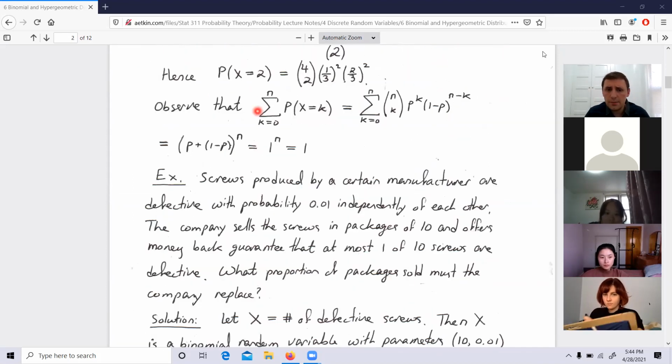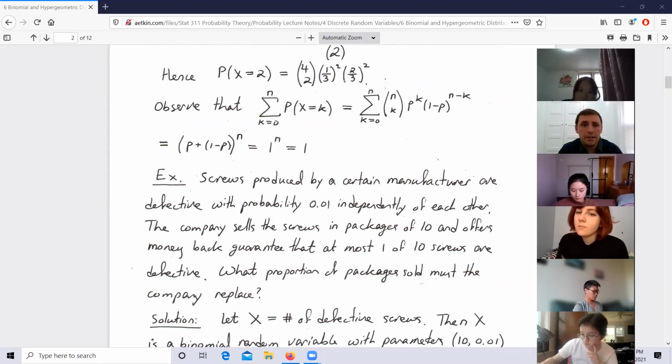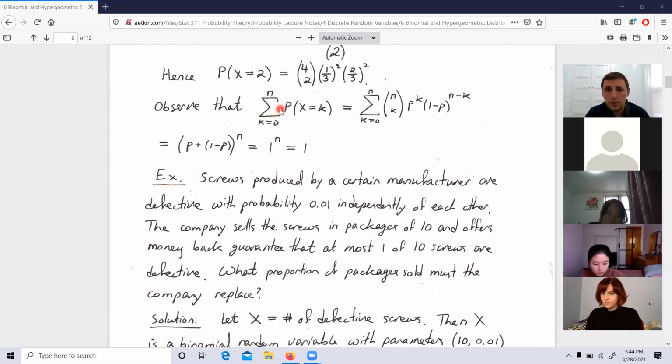And of course, as with any random variable, it has to add up to 1. You can see here the summation of the probabilities of X equal to K is just the expansion of the binomial formula for P plus 1 minus P to the power of n, and this is just 1 to the power of n.